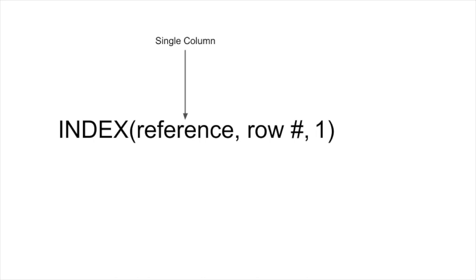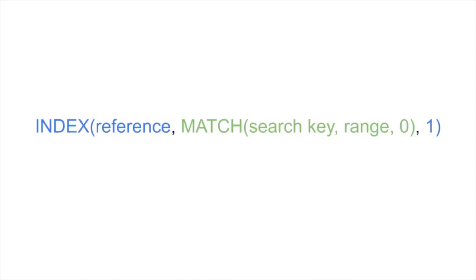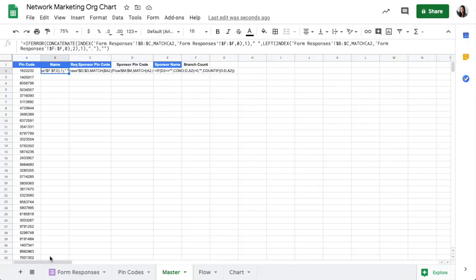Now the match function is used to figure out what the row number is. Match takes 3 parameters: search key, or what value the function should search for, the range the function should search in, and then search type. I always use 0, which means exact match. So putting together the index and match functions will give you an accurate lookup that doesn't depend on how your reference database is sorted. Columns B and C use the index match function to pull in the name corresponding to this PIN code, as well as whether this PIN code requested a specific sponsor.